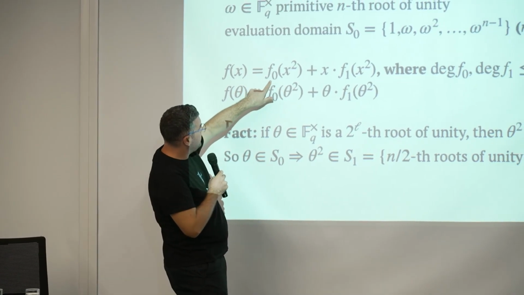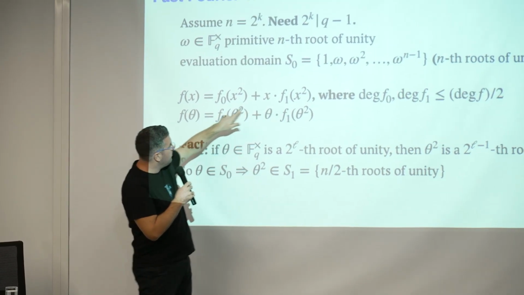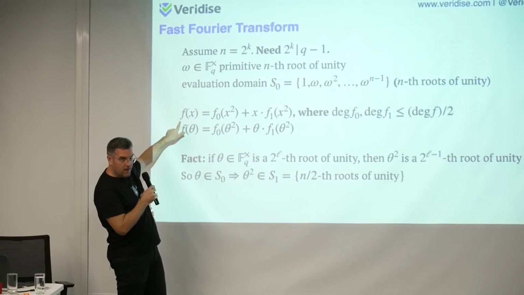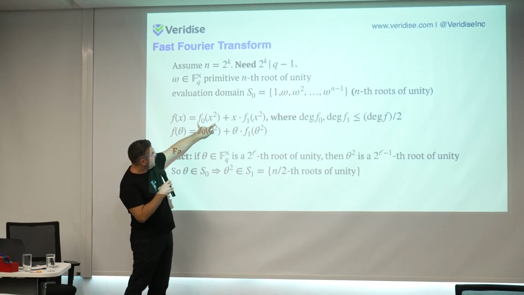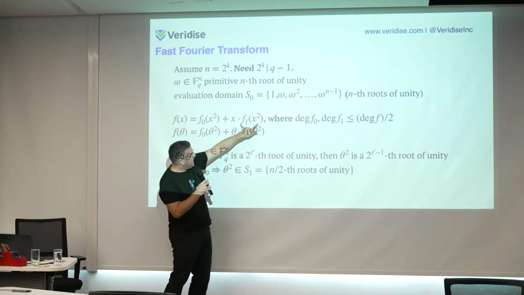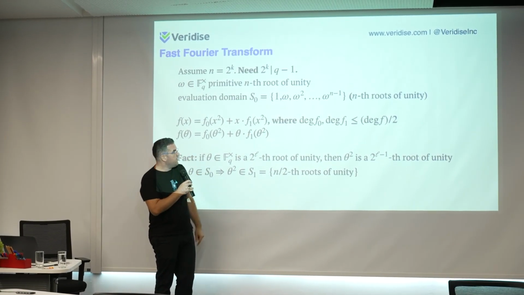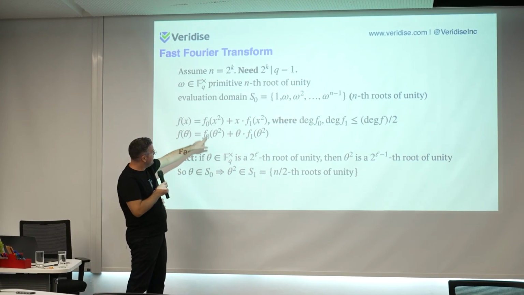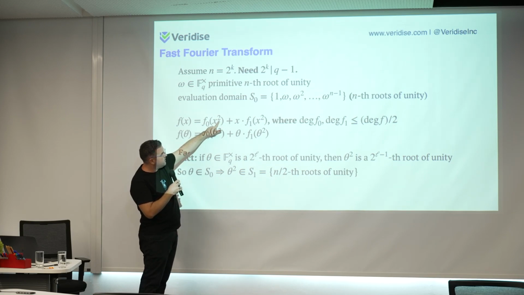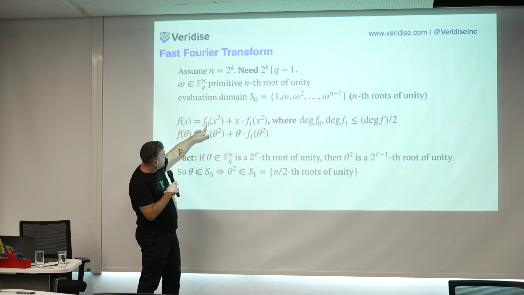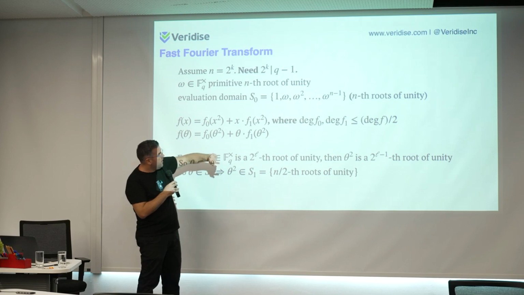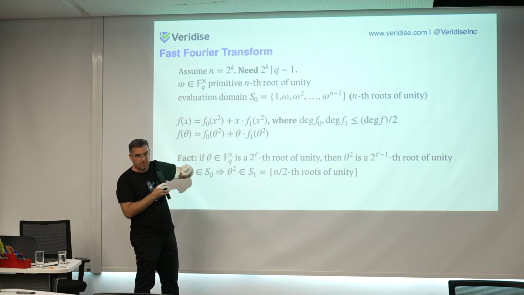So this f0 and f1 will be polynomials defined by f, and this will just give you the even terms. This will give you, again, even terms with the x here, that will give you odd terms. And then the nice thing is, because of this x squared term that you have inside here, the degree of each of these polynomials, f0 and f1, will be at most half the degree of f.